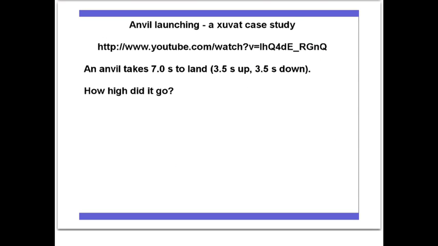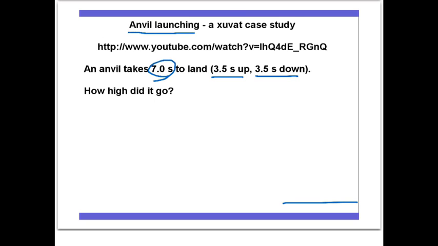Okay, let's look at an example. Anvil launching. Some of you might have seen this on Hamish and Andy. It's an American thing where people stack a bunch of gunpowder underneath a big heavy anvil, launch it up into the air. I'll let you look it up on YouTube. It's worth watching. Anyway, in this example, an anvil is launched up into the air and it's in the air for 7 seconds. So 3.5 seconds up, 3.5 seconds down. How high did it go? Our challenge is to use XUVAT equations to work out how high that anvil went in the air.